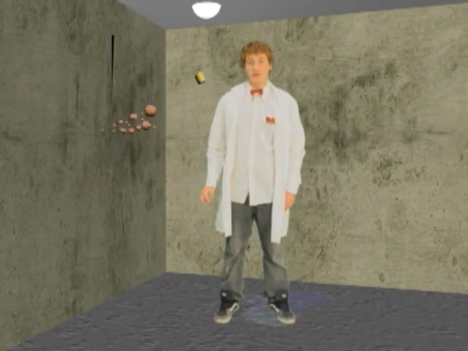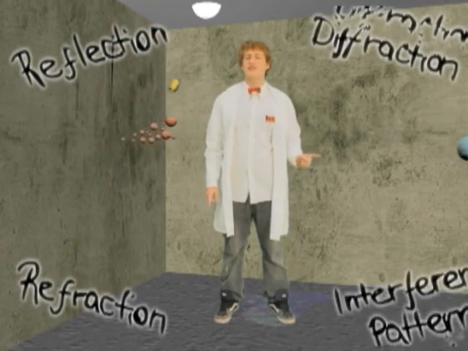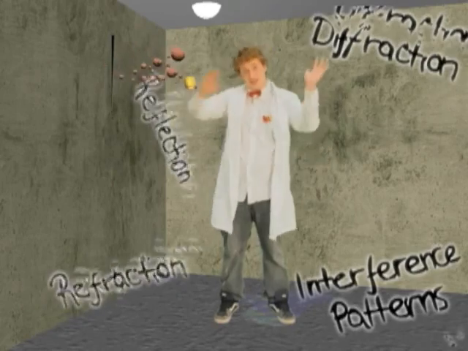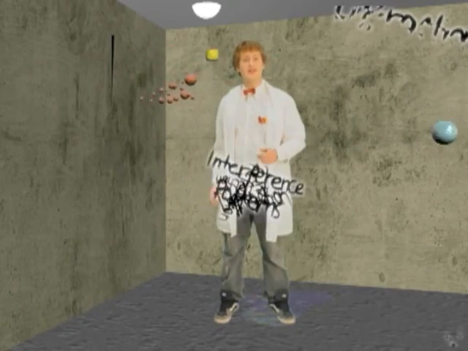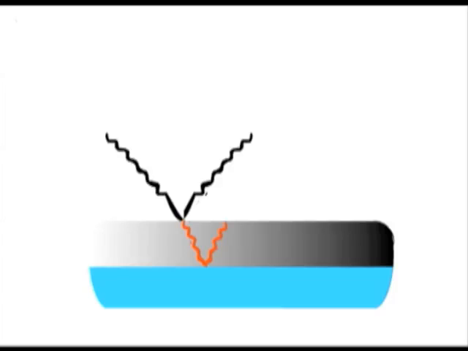So now that we've learned about reflection, refraction, diffraction, and interference patterns, we can bring it all together and explain interference in a thin film. The initial beam of light comes in, some reflects off the oil while some refracts through it. That refracted light in the oil then reflects off the water underneath it. The light that reflected off the water then comes up and refracts out of the oil back into the air.